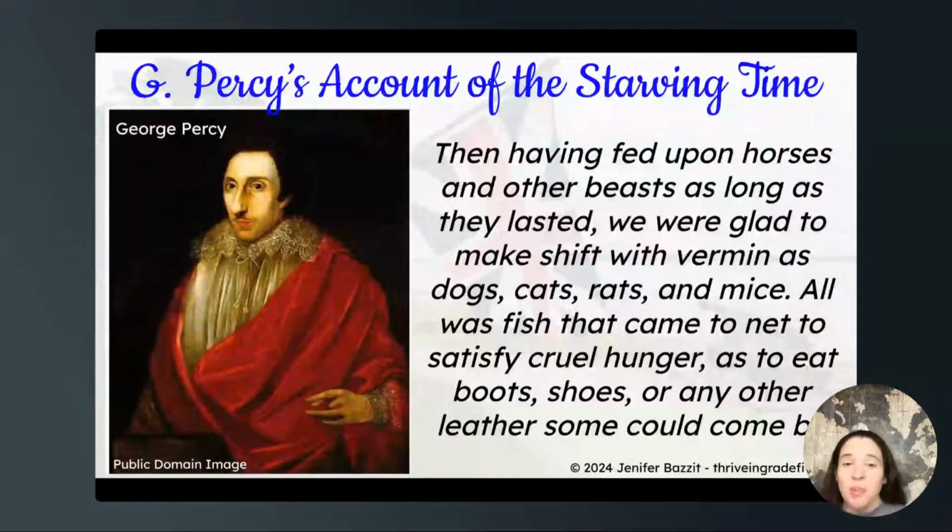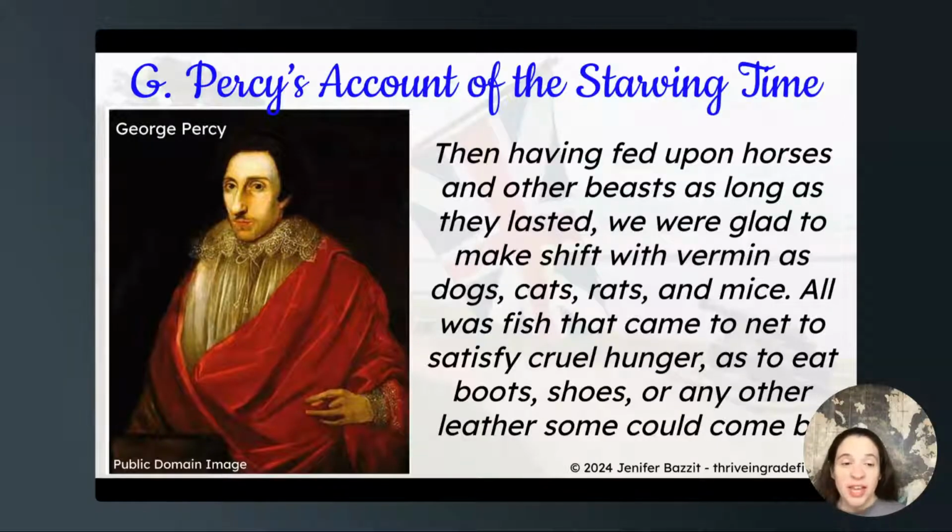Then, having fed upon horses and other beasts or other animals as long as they lasted, we were glad to make shift or make do with vermin as dogs, cats, rats, and mice. So they were so hungry that they were happy to eat those other animals.